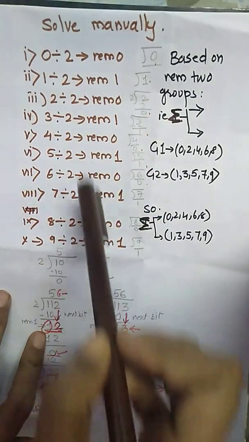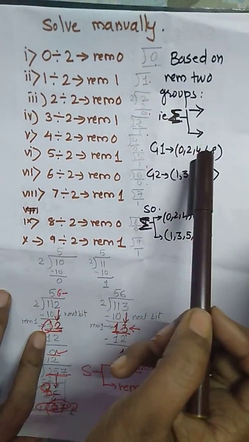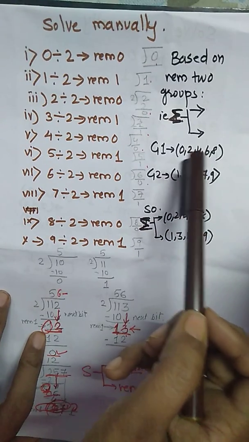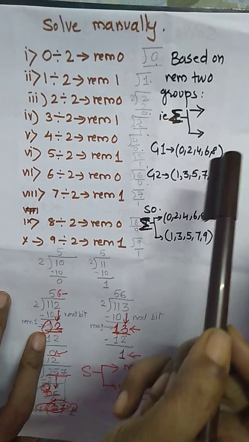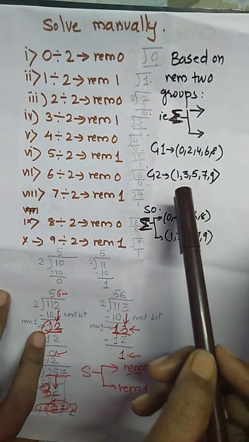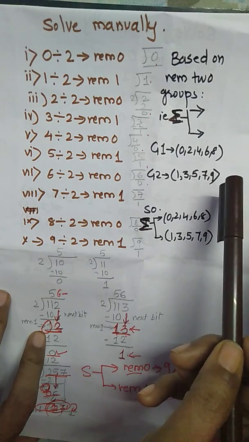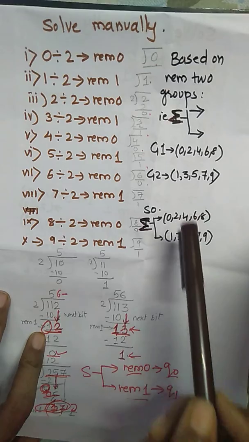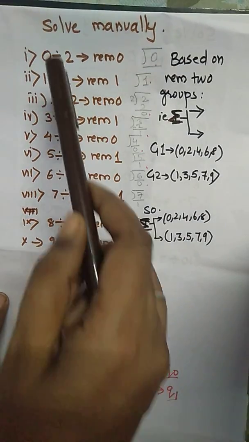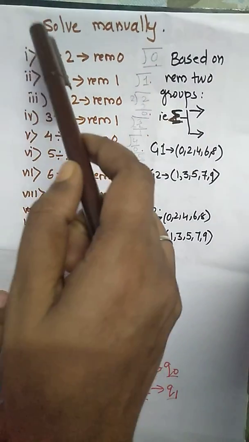So based on the remainders, we are going to divide your sigma into two groups. One group consists of 0, 2, 4, 6, 8. That is going to produce remainder 0. And the second group consists of the numbers 1, 3, 5, 7, 9. That is going to produce remainder 1. So sigma is divided into two groups. Now all the things that we have decided are based on the single digit numbers from 0 to 9.